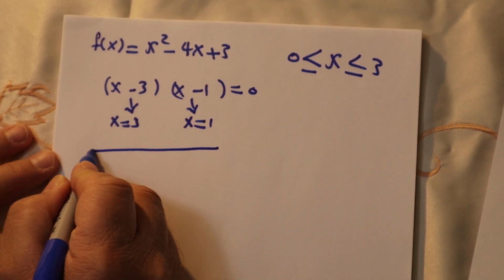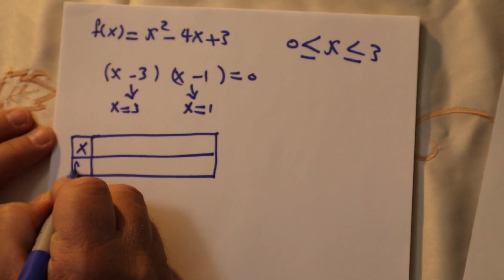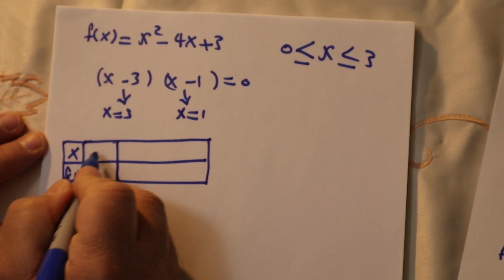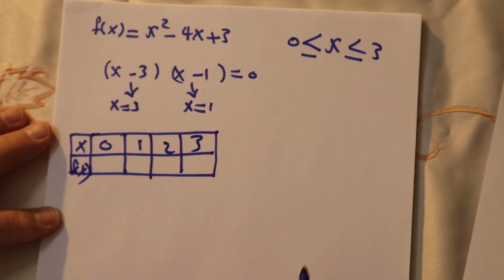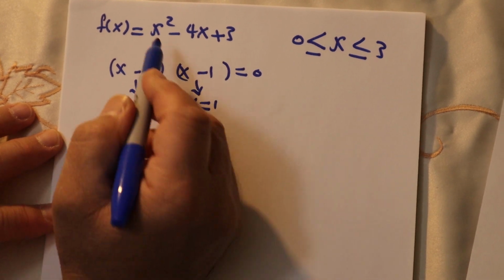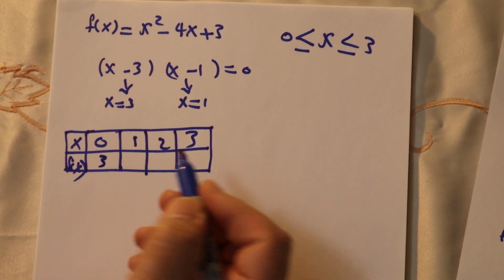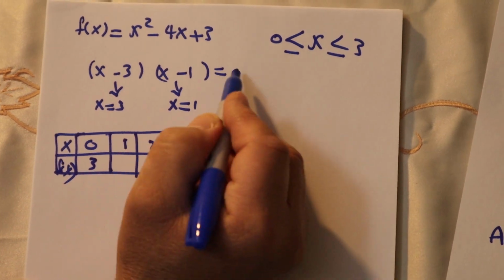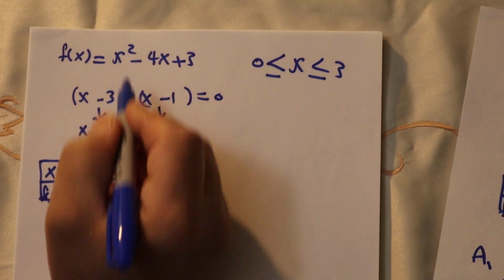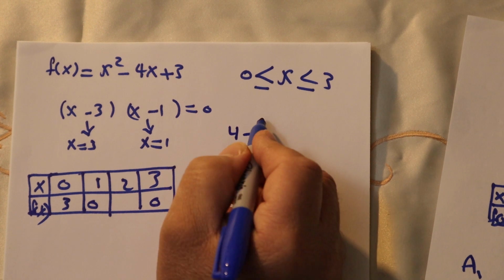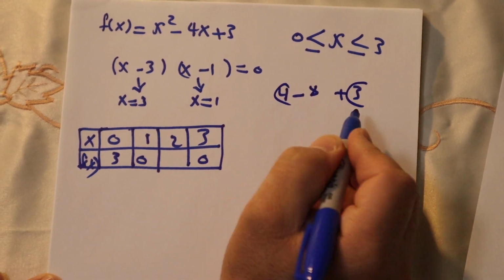So we make a table, a good idea, and plot some x's to find f of x. We're going to use 0, 1, which is important, 2, and 3. If you plug in 0, 0 squared is 0, minus 4 times 0 is 0, then 3 is left. So 0 and 3. Substituting 1 gives us 0, and substituting 3 gives us 0. For 2, 2 squared is 4, minus 4 times 2 is 8, plus 3. 4 plus 3 is 7, 7 minus 8 is negative 1.